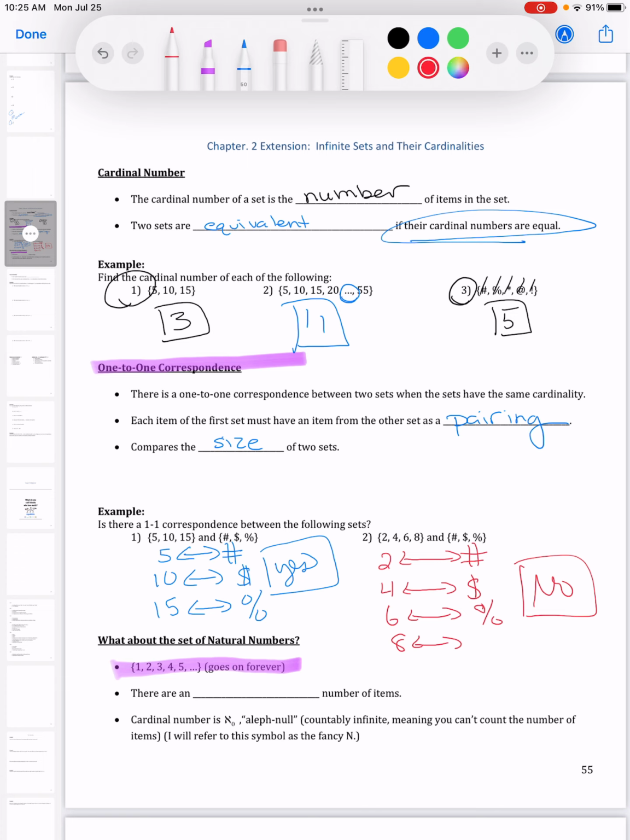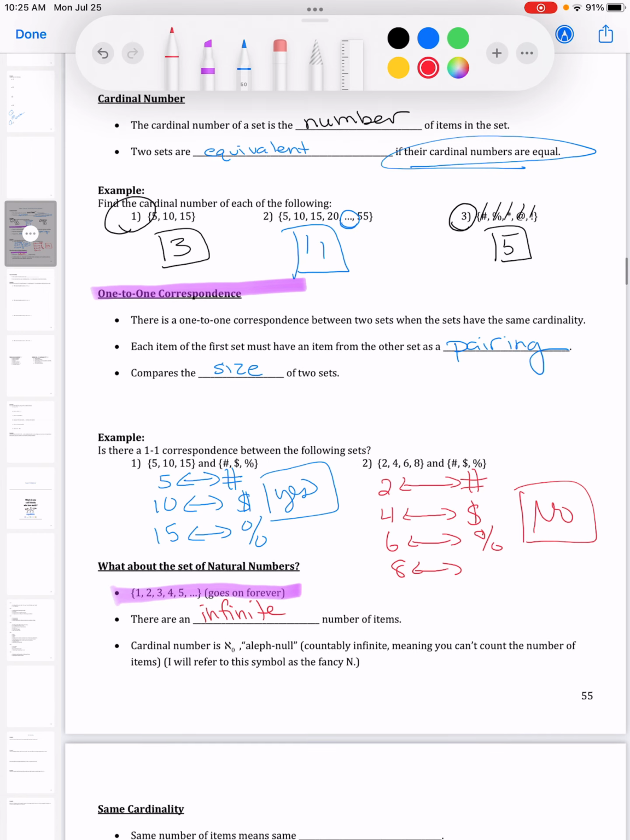And there are an infinite number of items. Natural numbers do go to infinity. This is a really weird symbol, and it's the Aleph null. Aleph null means countably infinite. And there's a typo here. This means that you can count. Sorry about that. You can count the number of items.